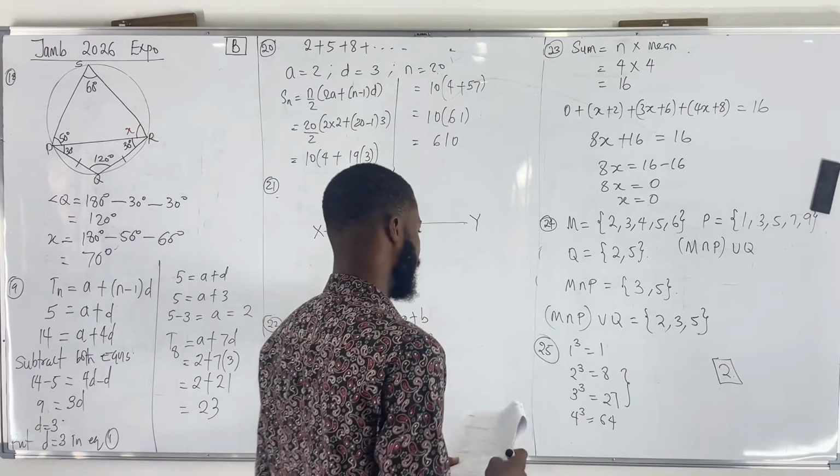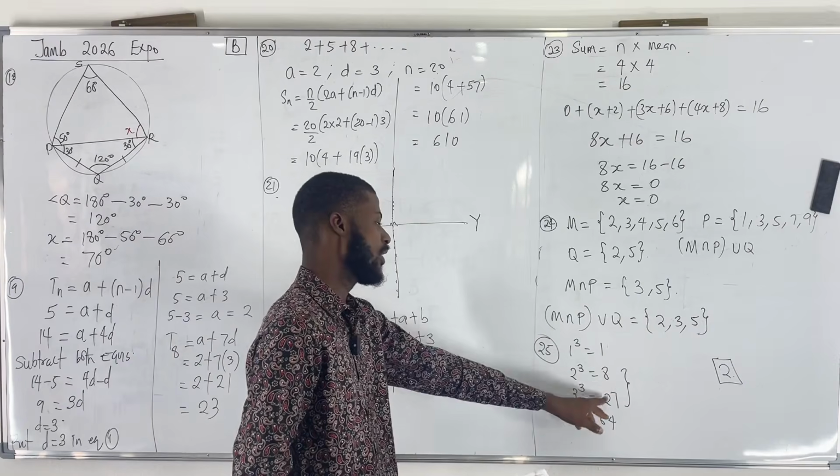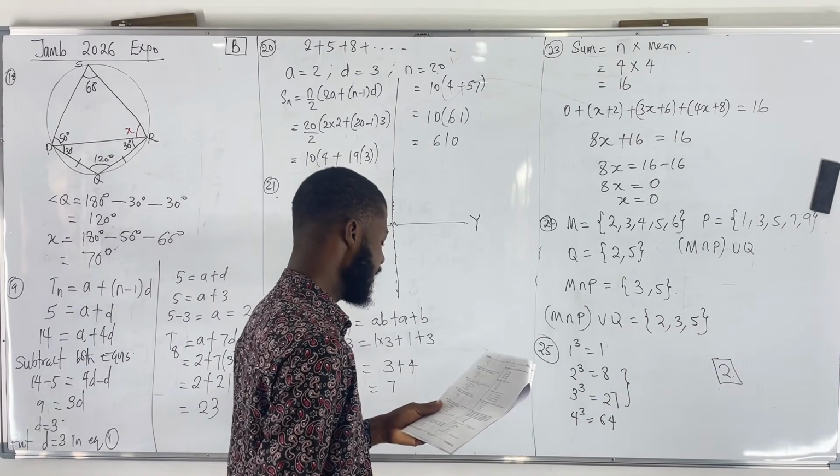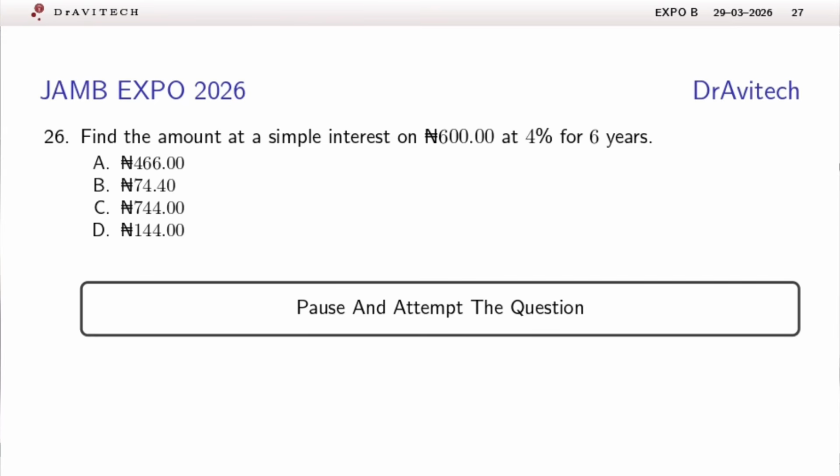So that's why we're going to have our 2 there as the answer, because we have only 2 of them. So let's move on to the next one, question 26. Question 26 says, find the amount at a simple interest on 600 naira at 4% for 6 years.